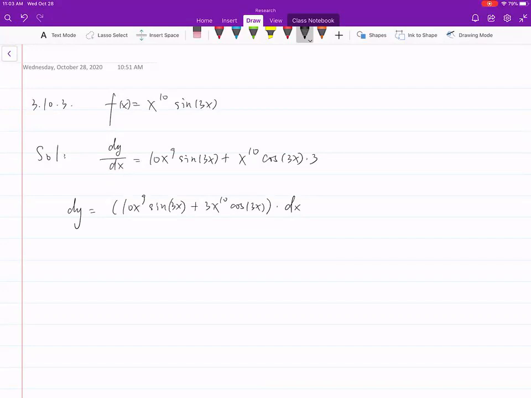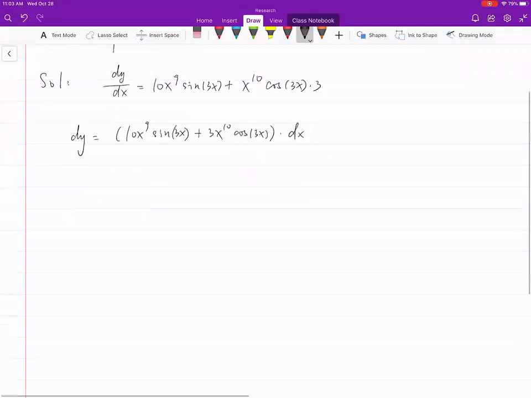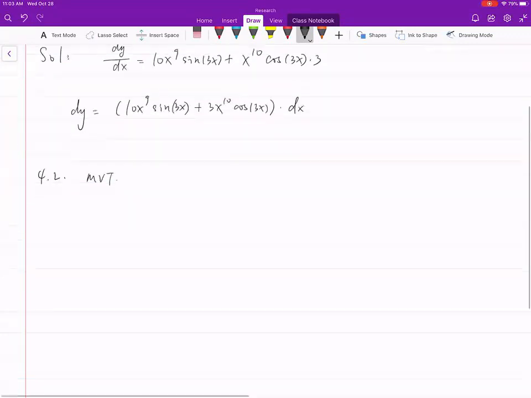Other questions? All right. If no question, let's finish 4.2 today. The mean value theorem. It's in your notes.